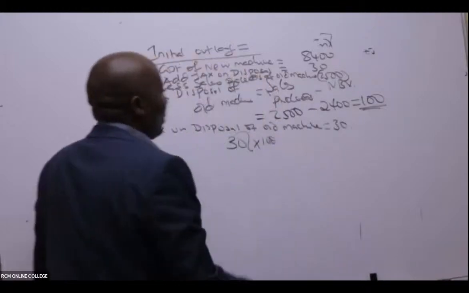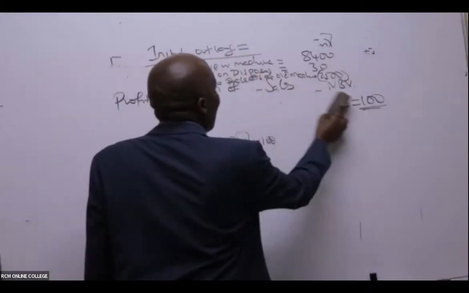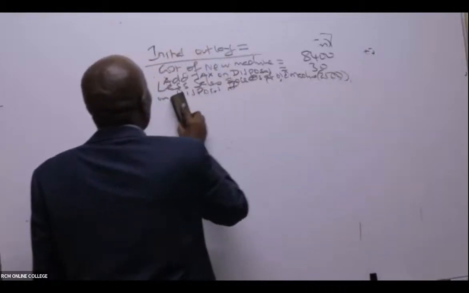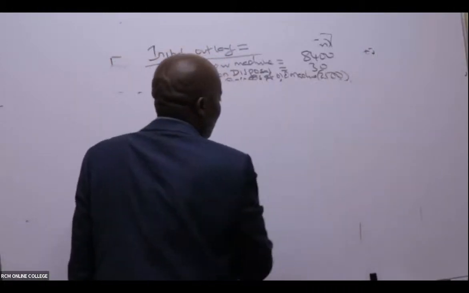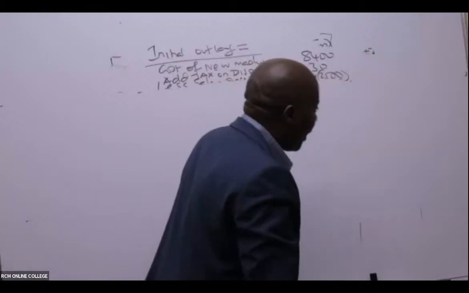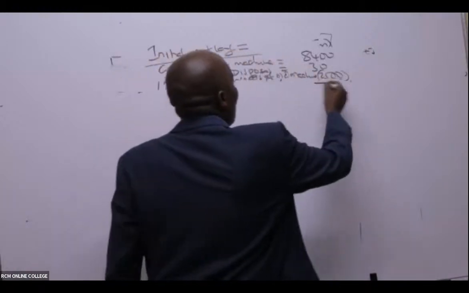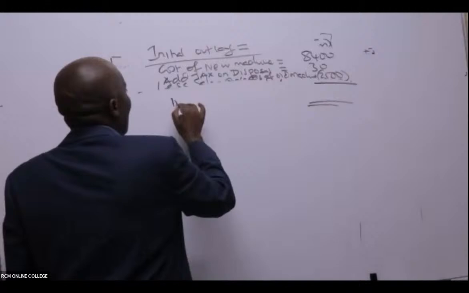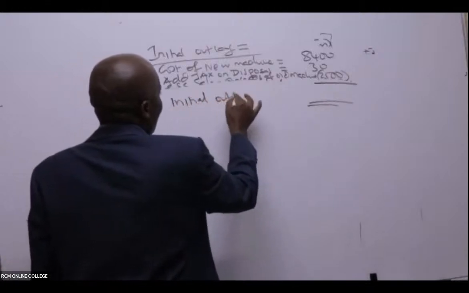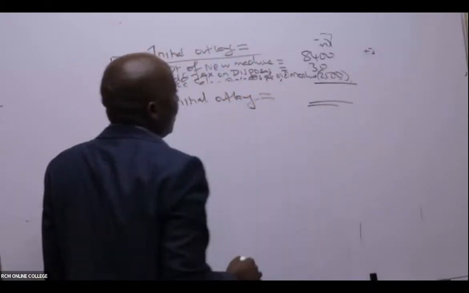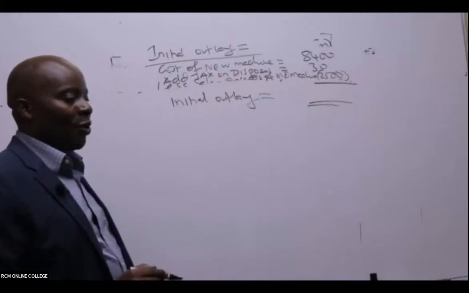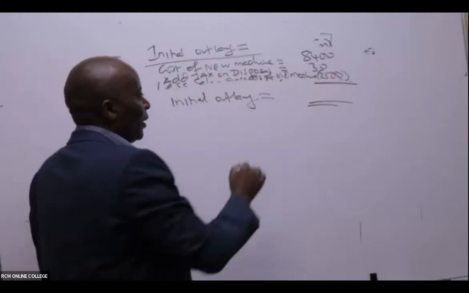And then you give me the IO, initial outlay. So now you should be able to give me this initial outlay. So 8,400 plus 30 minus 2,500, which will end up giving me 5,930.